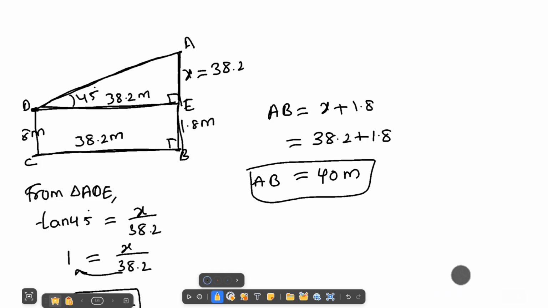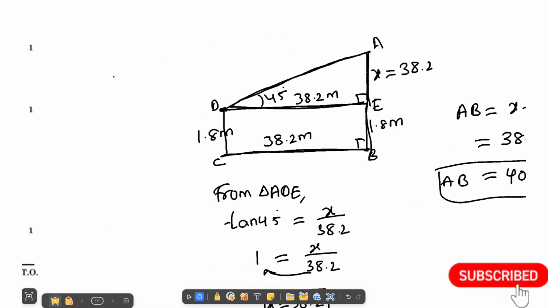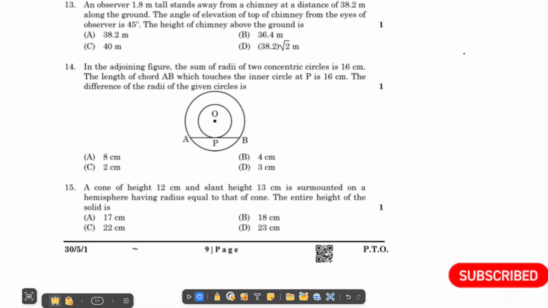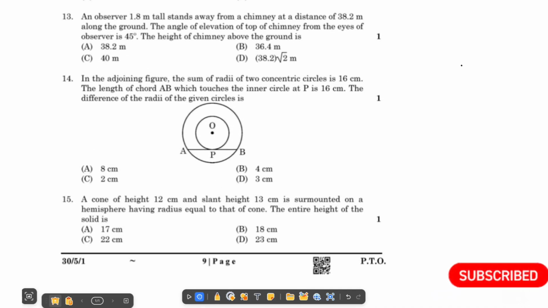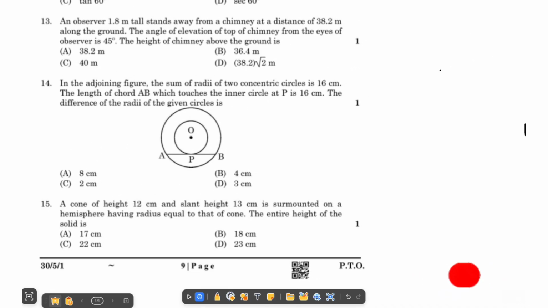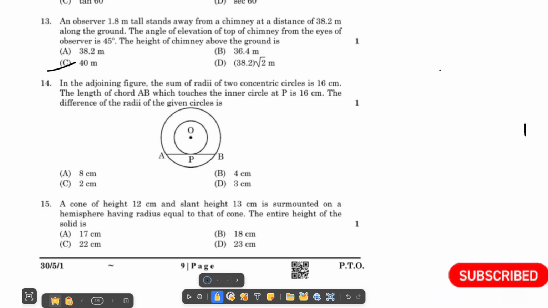So which option has this one? Option C has this answer. Option C has 40 meters. So option C is the right answer.